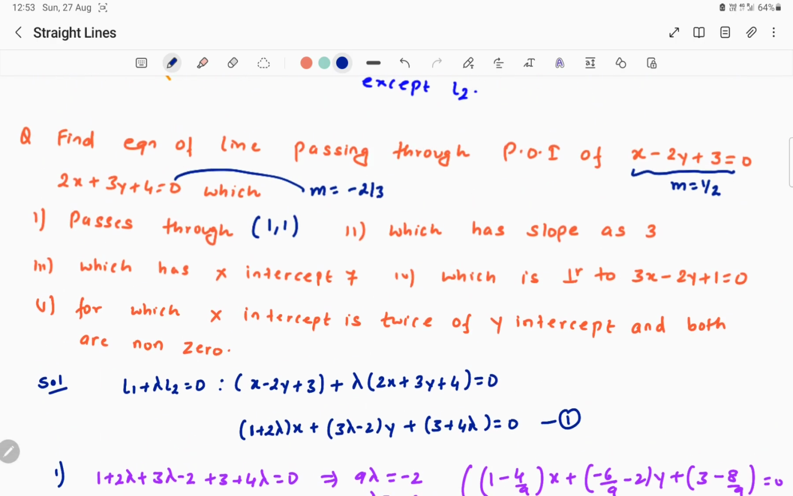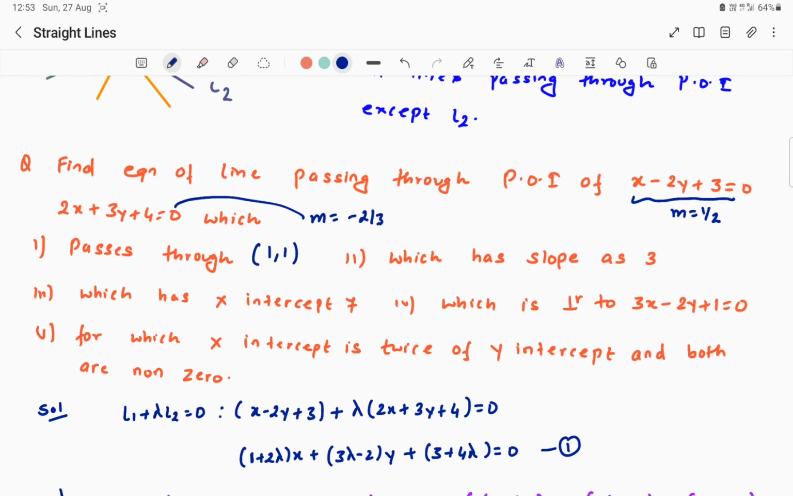Suppose you take a line equation, and suppose in this question you change it and take it in such a way that this line is perpendicular to L1. Then you will see that you will get a lambda value, and there you will get lambda equal to 0. Okay, so that you can verify on your own.